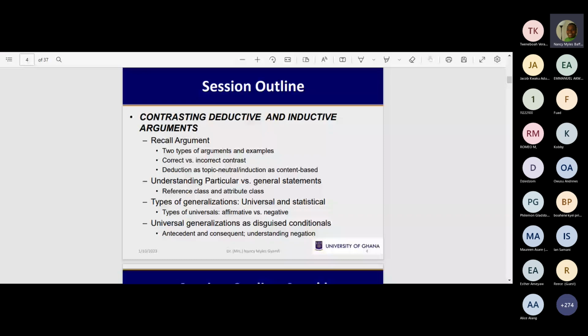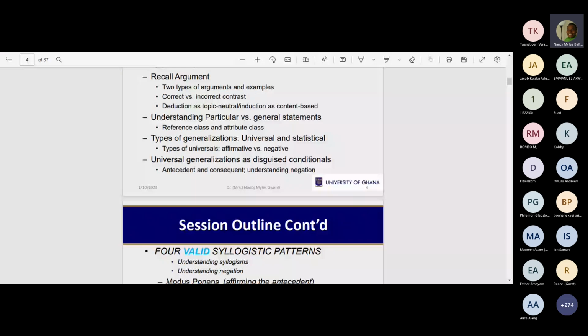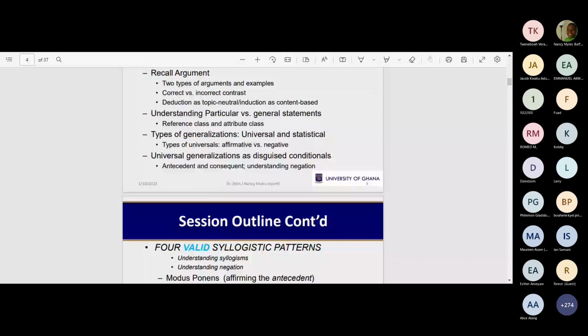We will tell you that a universal generalization is actually a disguised conditional, a conditional statement in disguise. A conditional is an expression that has a condition attached to it. If you wash my car, then I'll give you 10 Ghana, for example. It's a conditional statement. But I may say the same thing without using if-then. I may say, whoever washes my car gets 10 Ghana. It is another way of saying the same thing. So I could present it both as a universal generalization or as a disguised conditional, and they are the same.